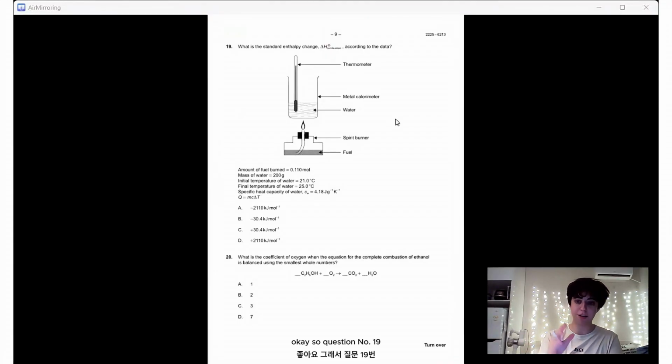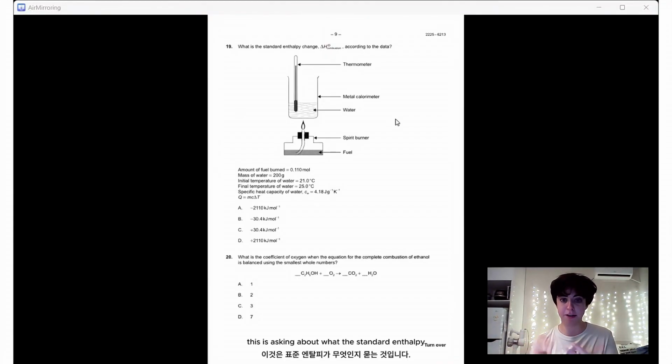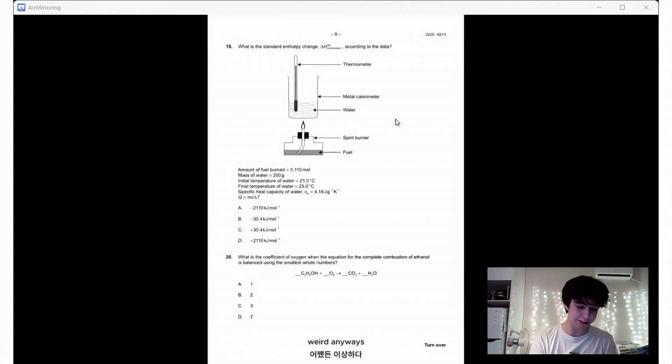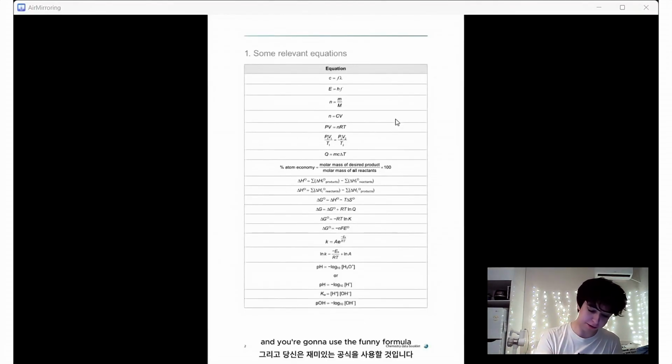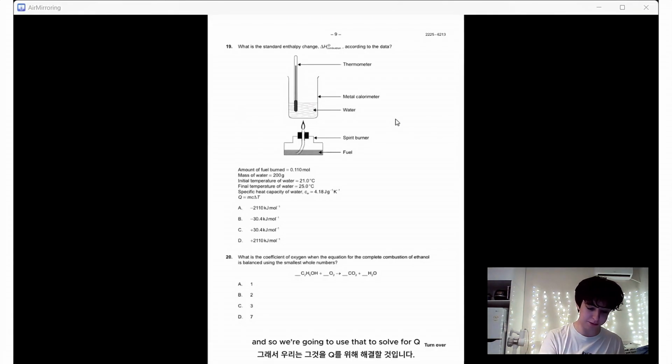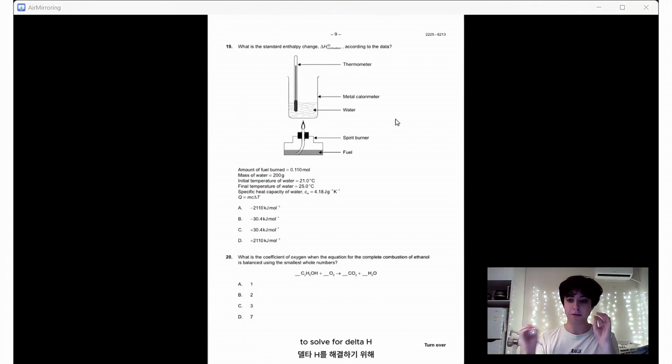Okay, so question number 19. This is asking what the standard enthalpy change is according to this calorimetry data. You just need to know how to use your data booklet, math, and your calculator, because sometimes y'all be inputting stuff in your calculator wrong. Anyways, you're going to look at your data booklet, use section number 1, and use the formula Q equals mc change in T. We're going to use that to solve for Q, and then use this other equation to solve for delta H.